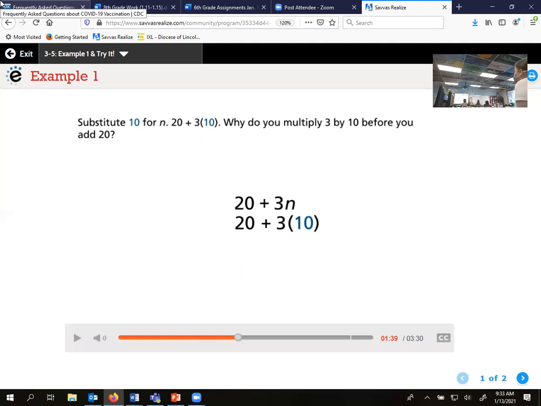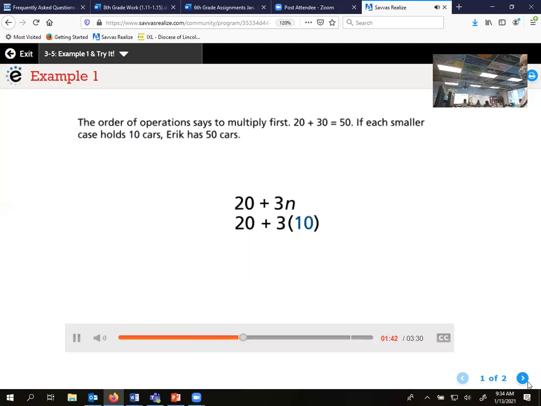Absolutely, yes. Multiply before you add. So you take 3 times 10, not 23 times 10. 23 times 10 would be a lot more cars. The order of operations says to multiply first. 20 plus 30 equals 50. If each smaller case holds 10 cars, Eric has 50 cars.